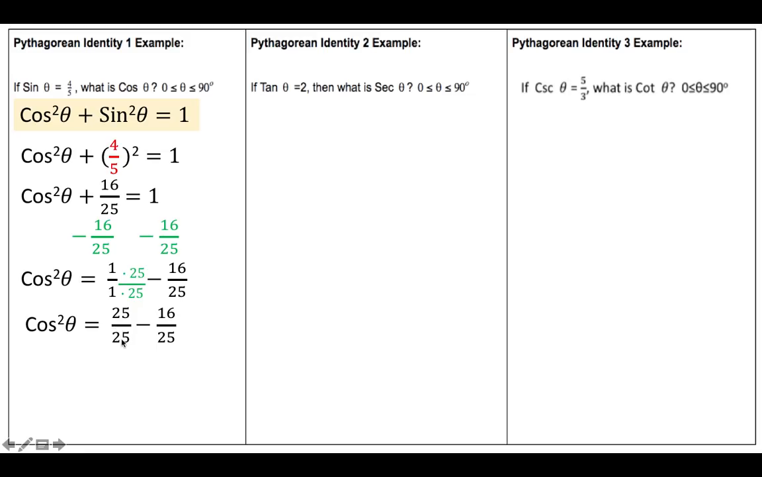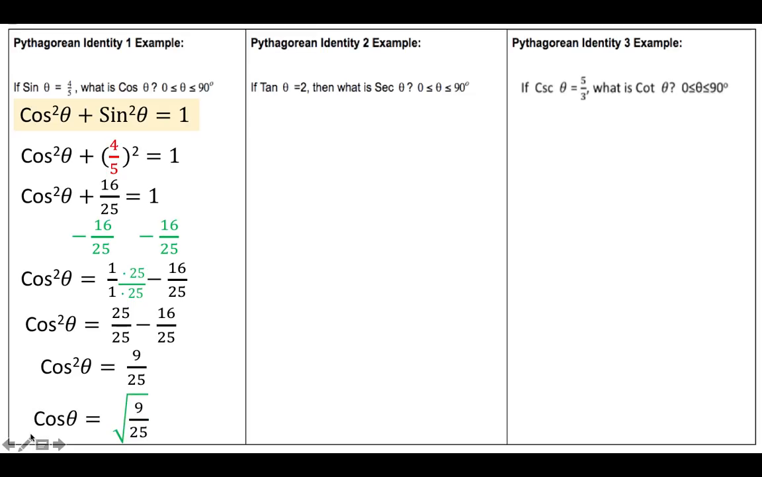Alright, now that the denominators are the same, I'm going to go ahead and subtract my numerators. So 25 minus 16 will give me positive 9 on top, and we're going to keep the denominator the same. The last step is I want to get rid of this little squared right here because remember my goal is what is cosine theta. So I have cosine squared theta equals 9 over 25. I want to know cosine theta. So to get rid of the squared, I'm going to square root.